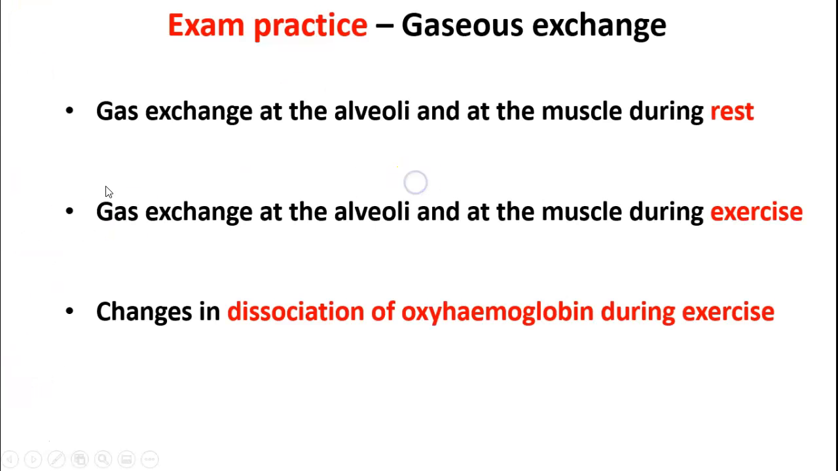Okay, so in terms of gaseous exchange, what are we going to go through in this session? We're going to have a look at exam questions that are linked to gaseous exchange at the alveoli and muscles during rest, the same during exercise, and then we're going to have a look at that bit at the end, which is the changes in the dissociation of oxyhemoglobin during exercise. Okay, so that's our three sections.